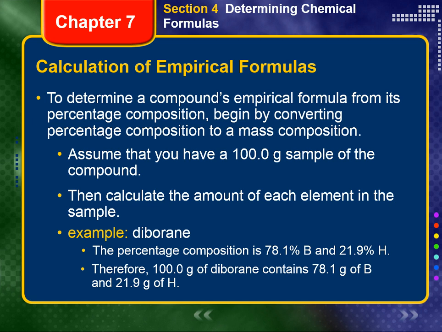Calculation of empirical formulas. To determine a compound's empirical formula from its percentage composition, begin by converting percentage composition to a mass composition. Assume that you have a 100.0 gram sample of the compound. Then calculate the amount of each element in the sample. For example, the percentage composition of diborane is 78.1% boron and 21.9% hydrogen. Therefore, 100.0 grams of diborane contains 78.1 grams of boron and 21.9 grams of hydrogen.